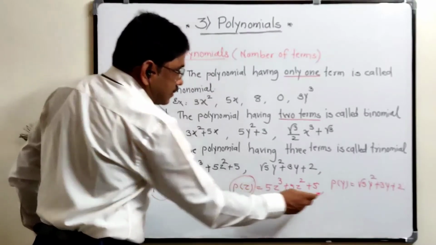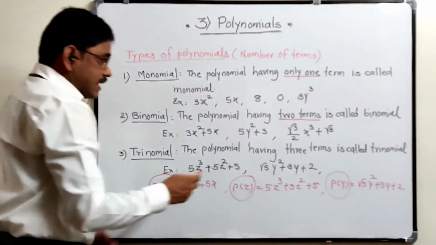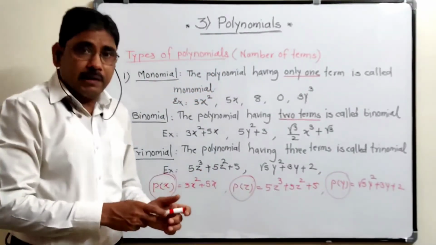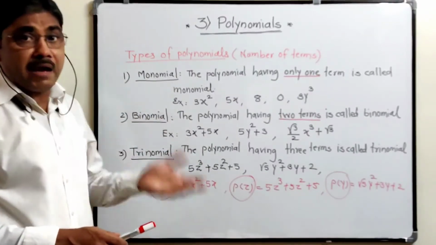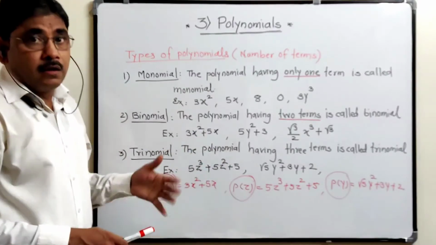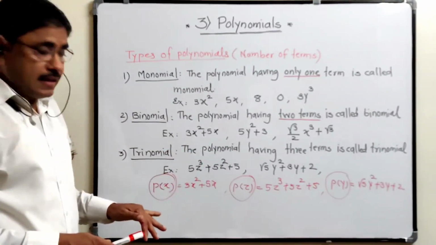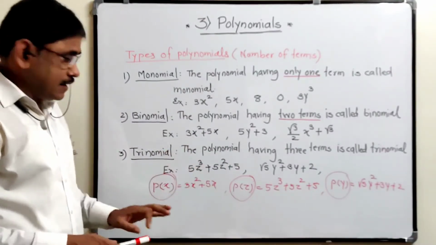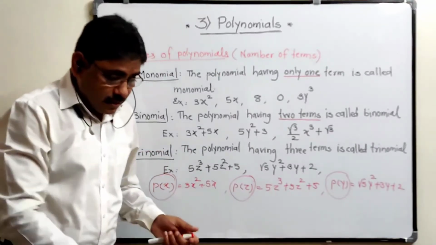The x, y, z in p(z), p(y) indicates the variable. If m variable is there, p(m). If x variable is there, p(x). Then if n variable is there, p(n), like this. So p means polynomial and in the bracket there is a variable.